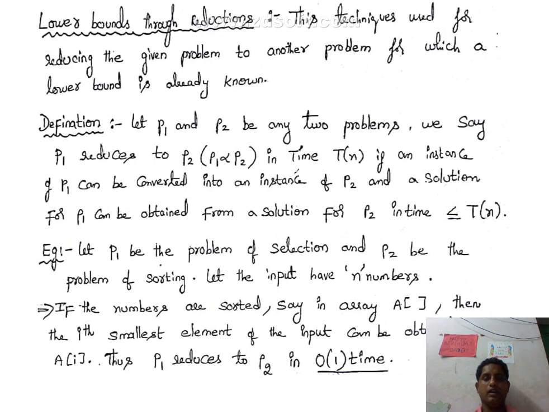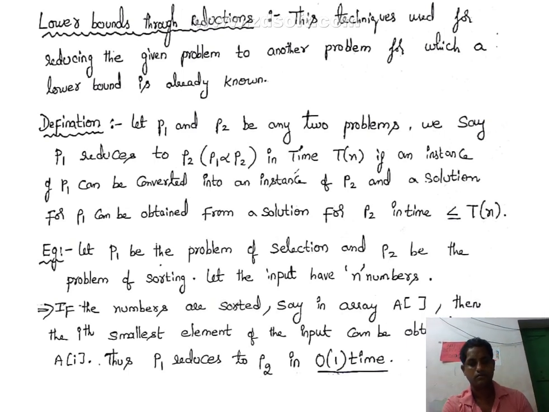Let P1 be the problem of selection and P2 be the problem of sorting. Then the input has n numbers. If the numbers are sorted, say in array A, then the ith smallest element of the input can be obtained as A of i. That is, P1 reduces to P2 in big O of one time.